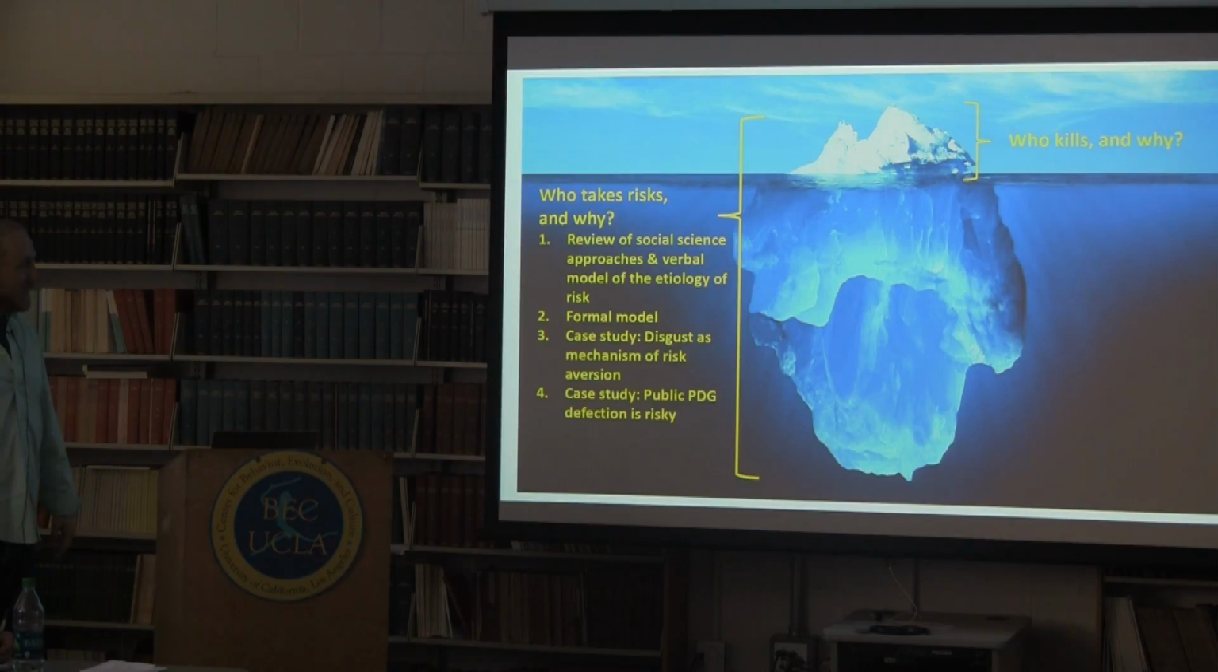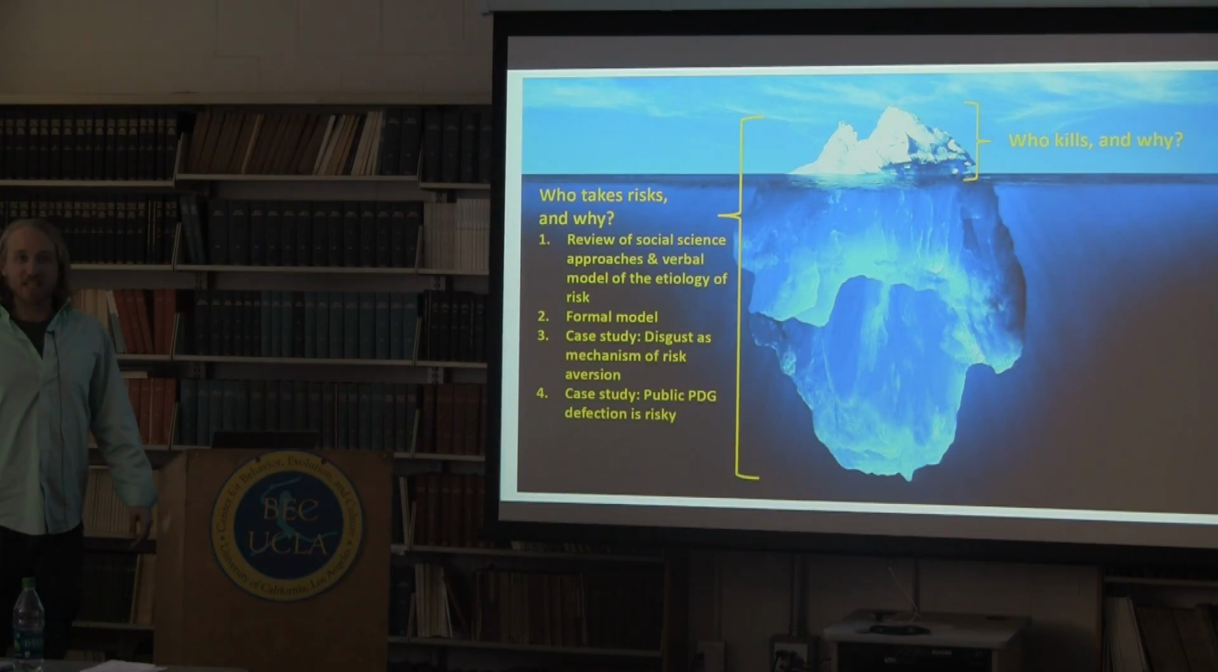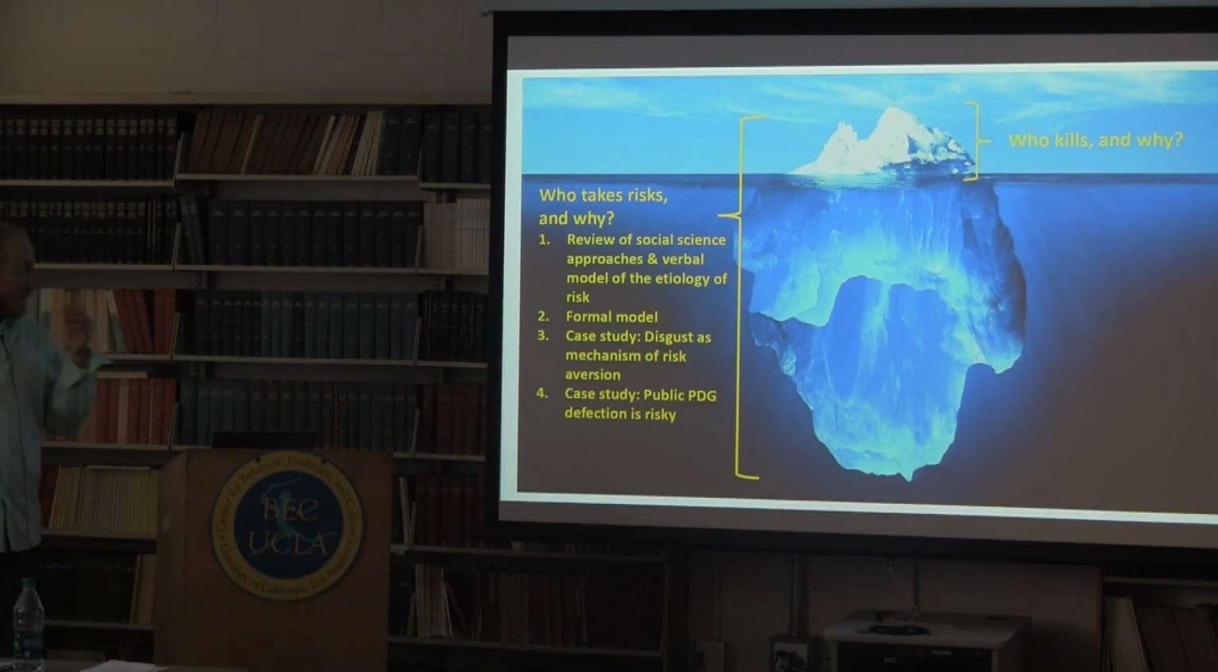Then I'll talk about how to take the fuzzy verbal model and formalize it into an actual math model. So last week, Kim Hill was in here saying evolutionary psychologists don't do enough math modeling. Kim Hill, we do it. And so I will present, at least some of us are trying.